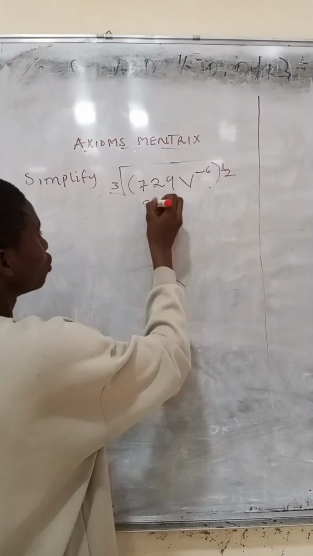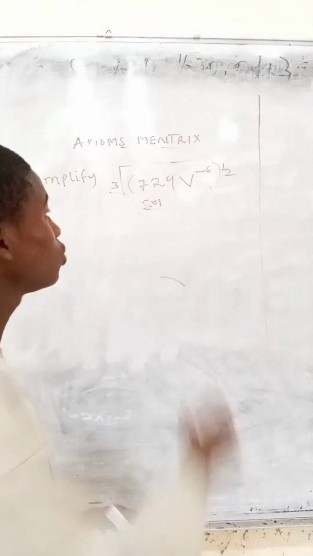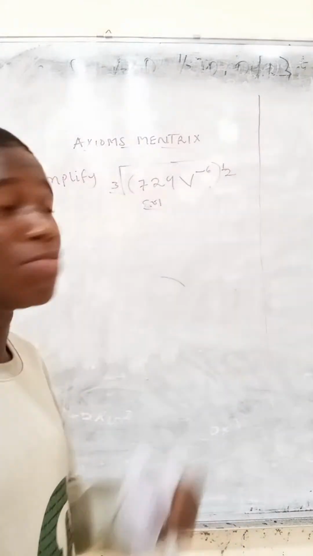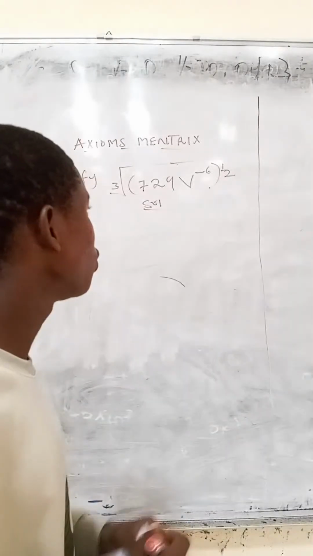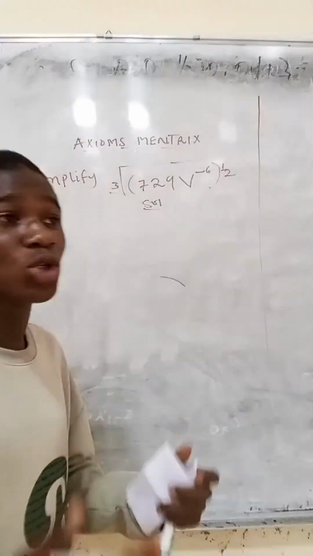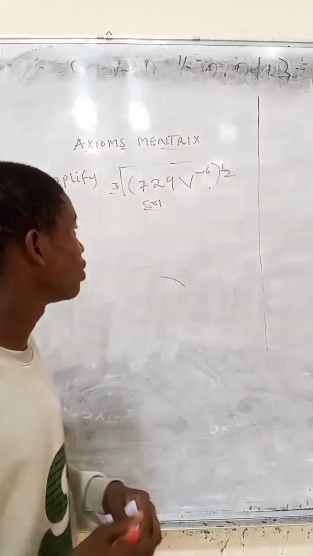Whenever you see a question like this, first of all, you need to understand that this question is mainly from indices. You understand? This is an indices question. So what we are going to be doing here is following some of the rules of indices when we start solving. Let me do that real quick.